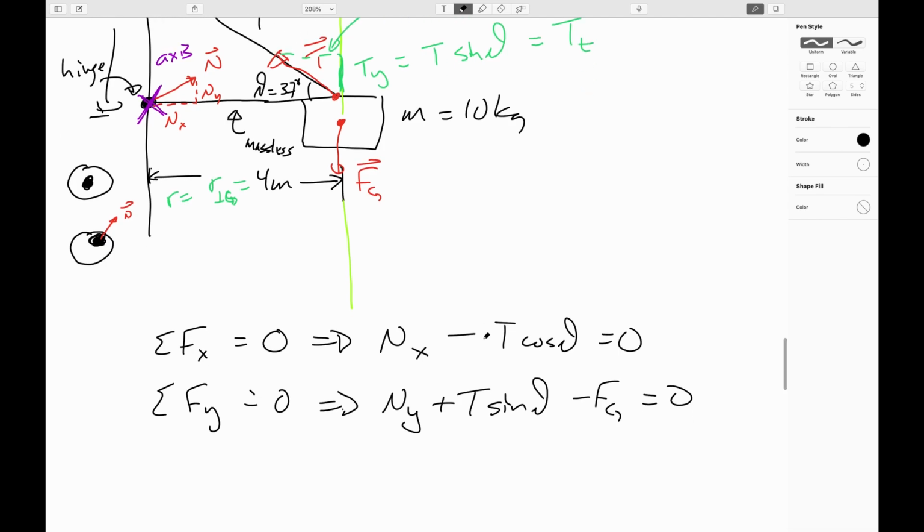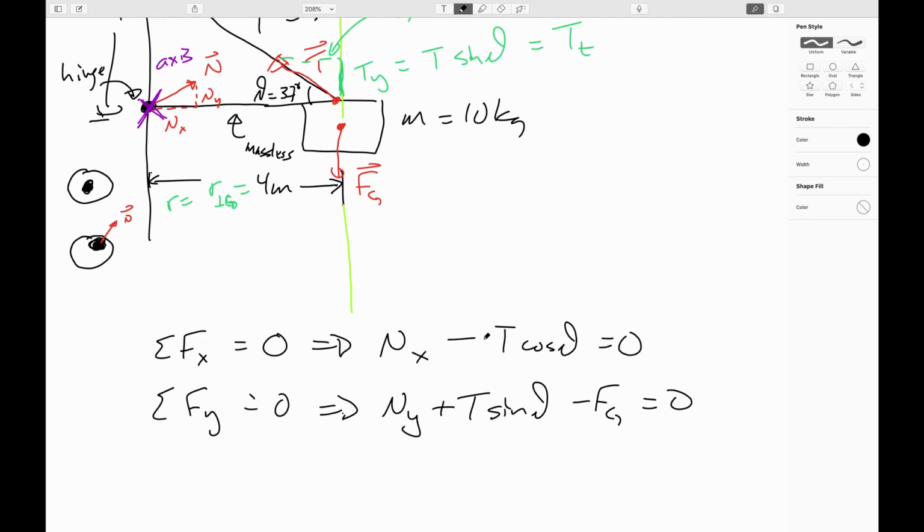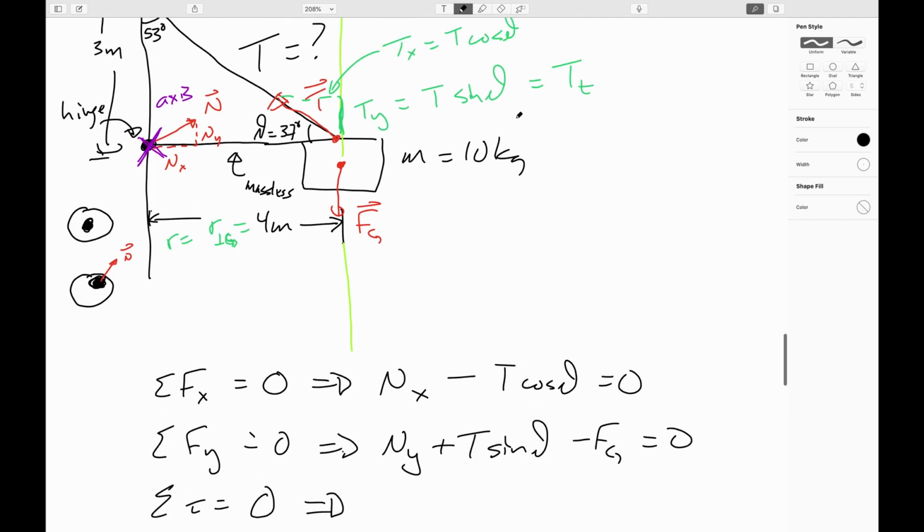And then finally, we need to look at our sum of torques. So sum of torques equals 0. Because of how we chose our axis, there is no torque due to the normal force. The counterclockwise piece is this tangential component of tension times this distance r here. And then the clockwise piece is what gravity is attempting to do, so that's r perp gravity times Fg. That has to equal 0.